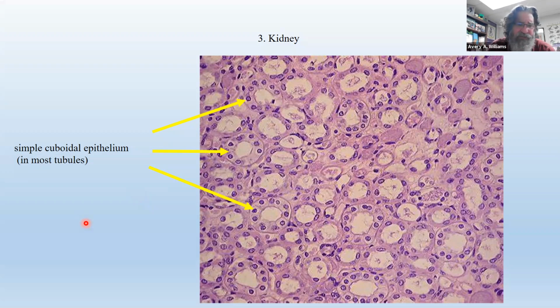Remember I said the epidermis of the skin is like 20, 30 little cells thick, that deep? These guys aren't. Each one of these tubules is made out of one cell layer thick of these cube-shaped cells. Simple cuboidal epithelium. Look at that.